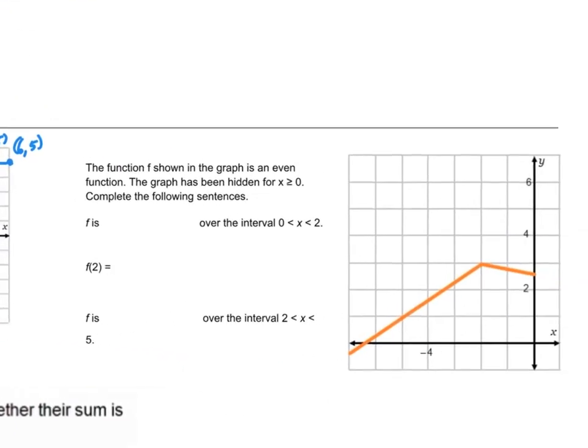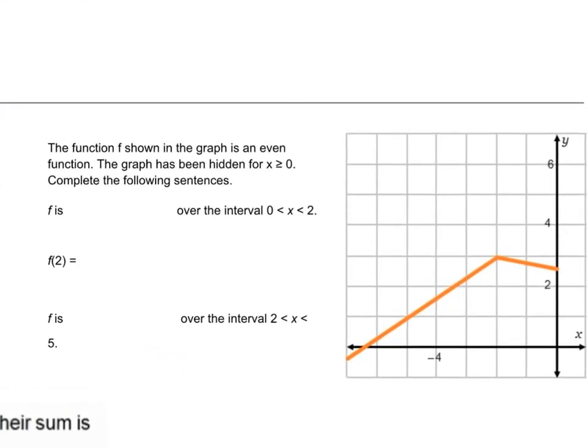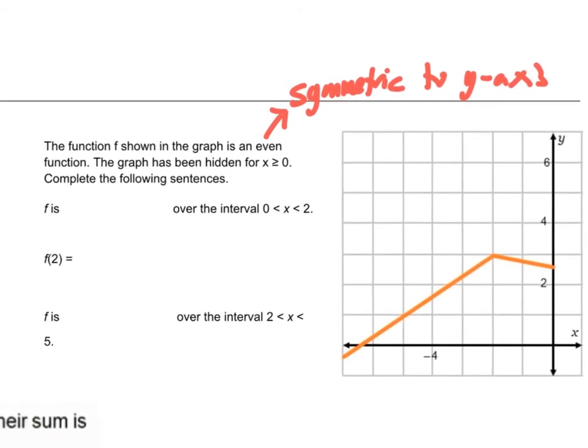All right, over here on this one, it says the function f shown in the graph is an even function. When it's even, that means it's symmetric to the y-axis. The graph has been hidden for when x is greater than 0. So we need to complete the following sentence. On the interval between 0 and 2, the graph between negative 2 and 0 is decreasing. If it was symmetric, then it would be increasing over here.